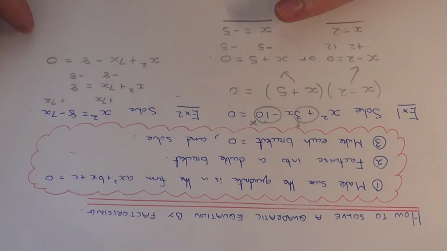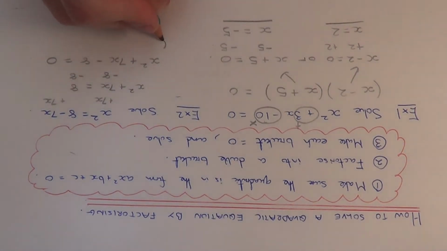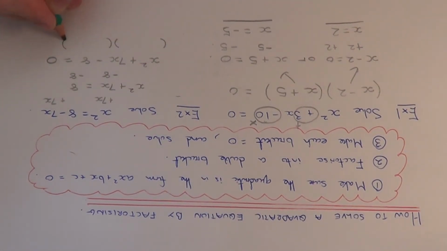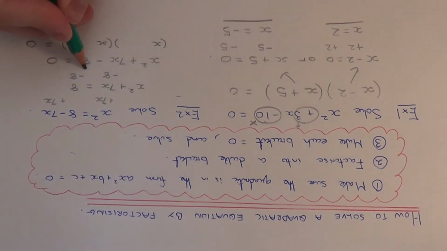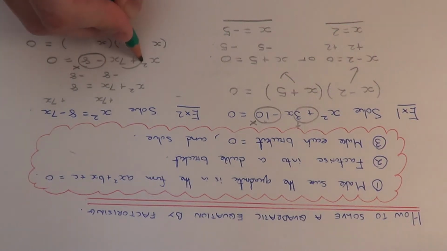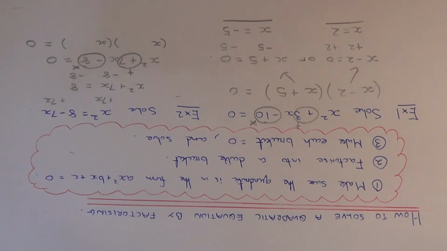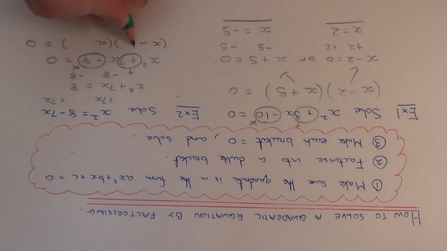So we've now made it equal to 0, so we can put it into double brackets. So the first terms in each bracket will be x again because it's x squared at the start. So we're looking for a pair of numbers which multiply to give us minus 8 and add to give us plus 7. So the pair of numbers which we need this time will be minus 1 times plus 8. So we put the minus 1 and the plus 8 there.